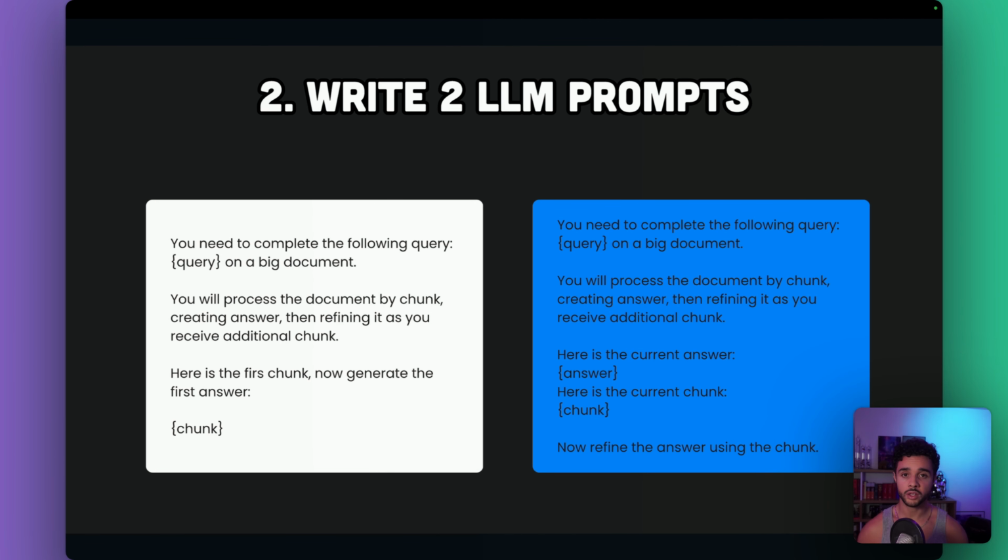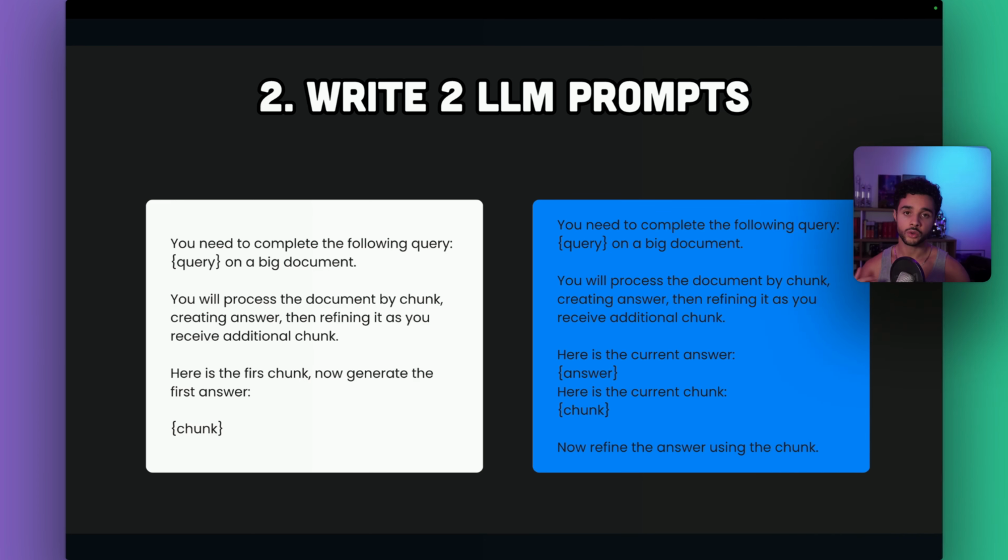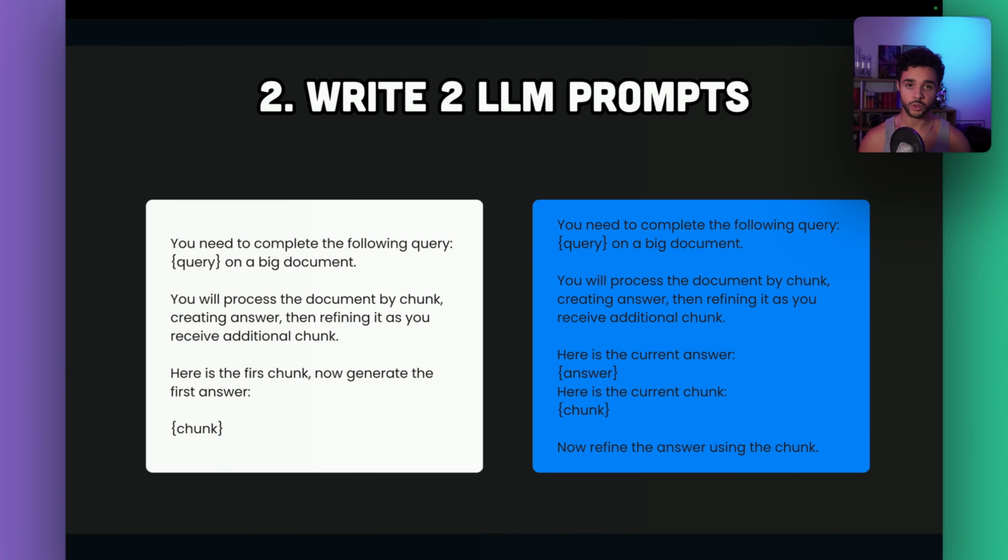The next step is to write two prompts. The first prompt is used to produce the first answer. It takes as parameters the query, so summarizing the document here, and the first chunk. It will produce a first incomplete answer that will be refined with the second prompt. The second prompt uses the query, the current answer, and the current chunk to produce a refined answer. So it takes the previous answer and makes it better with the current chunk. And we do it in a recursion. So we call the second prompt with all subsequent chunks to get the final answer.